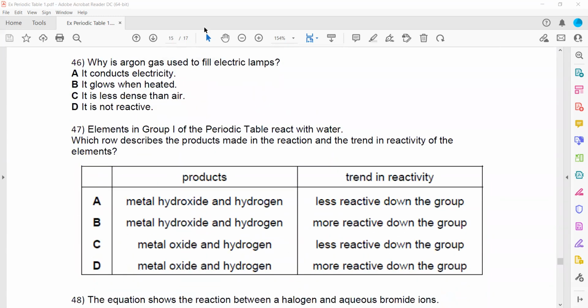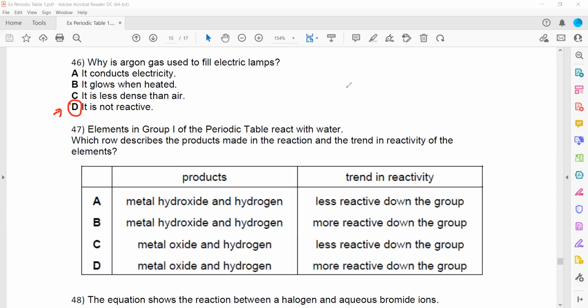Question 46, why is argon used? Because argon is unreactive, that's why we use it in electric lamps. Elements in group 1 of the periodic table react with water. Which row describes the product made in the reaction and the trend in the reactivity?